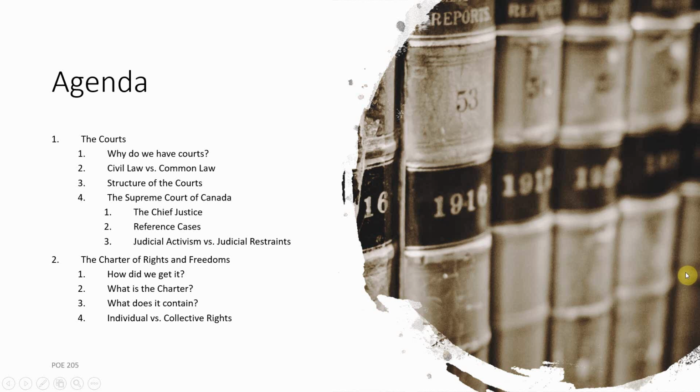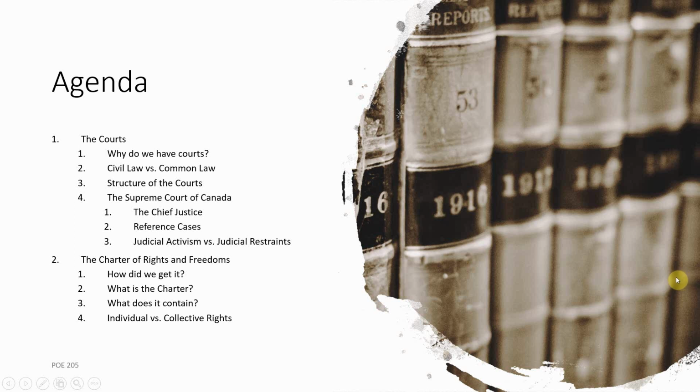Then we talked about the Prime Minister and the Cabinet, who are part of both the legislative branch and the executive branch. Then we talked about the public service, which falls under the executive branch. So now we're on to that last branch of government, which is the judicial branch, and that is the courts.